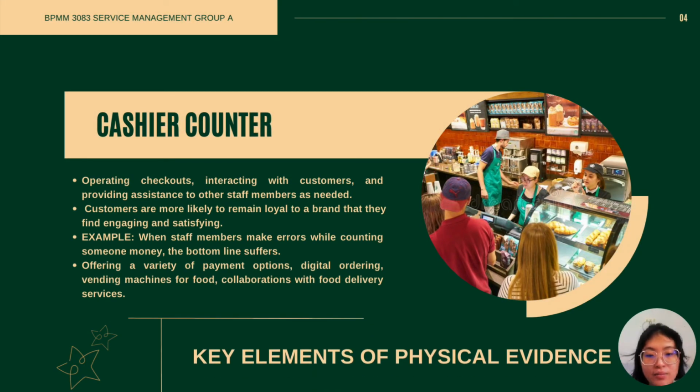The second key element of physical evidence is the cashier counter. The duties of a restaurant cashier include operating checkout, interacting with customers, and providing assistance to other staff members as needed. What could seem to be the last step in the purchasing process may actually be the first contact with the clients. Offering a variety of payment options, digital ordering, and vending machines for food, combined with food delivery service. Customers can pay easily since Starbucks accepts cash, credit, and e-wallet payment rather than paying commission to third-party delivery services. Thus, good staff training will increase customer loyalty.